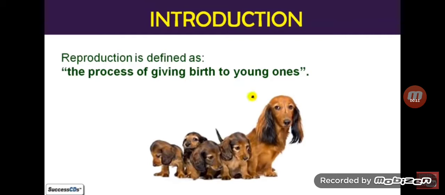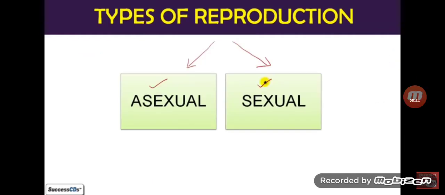What is reproduction? Reproduction is defined as the process of giving birth to young ones. And reproduction is of two types: asexual reproduction and sexual reproduction.